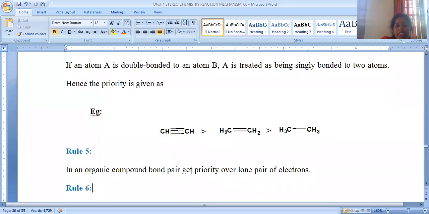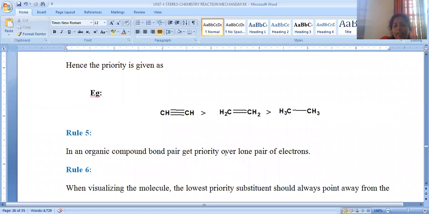Now, next is about bond pair and lone pair of electrons when present. If carbon is attached with a bond pair, nothing but any directly linked bond, otherwise it is attached with a lone pair of electrons. For example, nitrogen contains one lone pair. Always, we have to give the priority to bond pair compared to lone pair. Bond pair will get first priority, lone pair will get second priority.